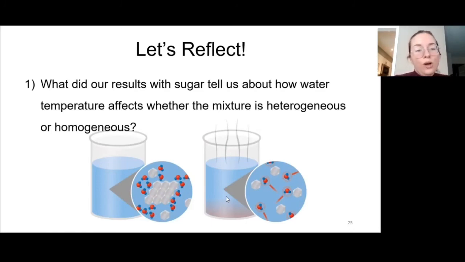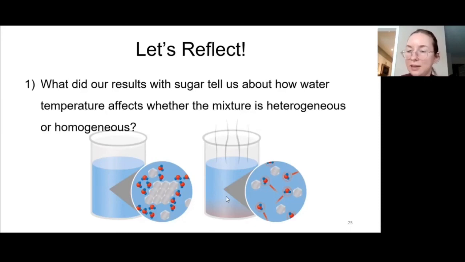So, what did our results with sugar tell us about how water temperature affects whether the mixture is heterogeneous or homogeneous? So what we should see is that hotter temperatures make it easier for substances to dissolve in the liquid. So with the sugar, we saw that it dissolved pretty quickly in the hot water, but it did not really dissolve in the cold water.